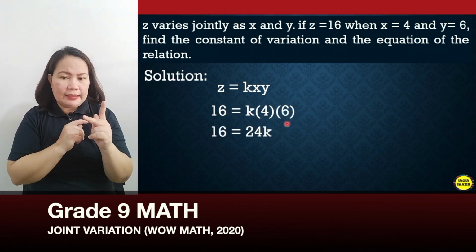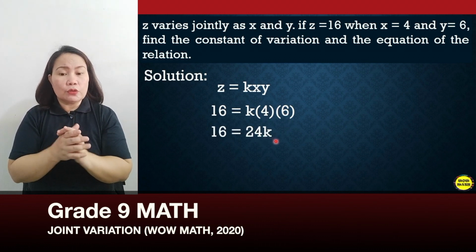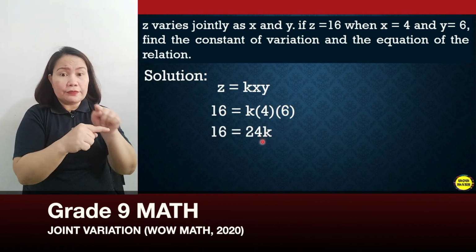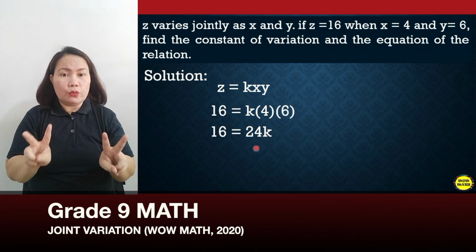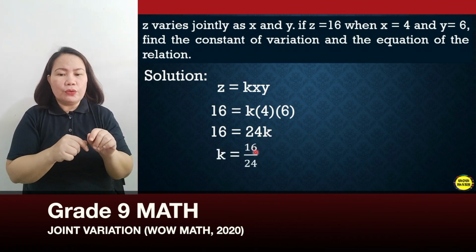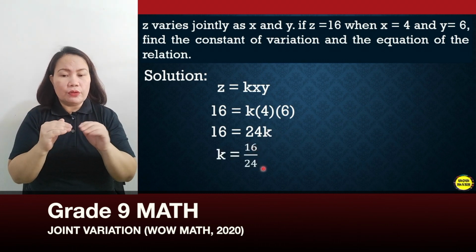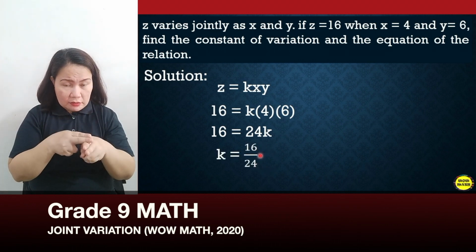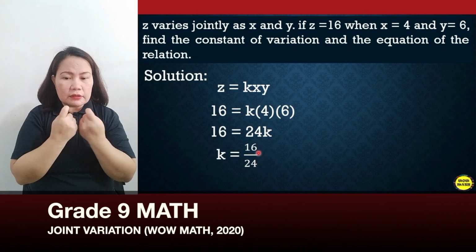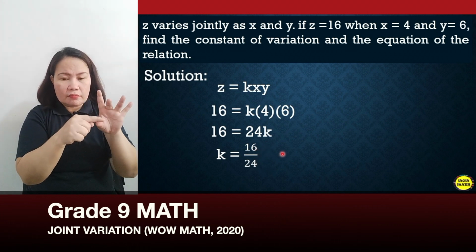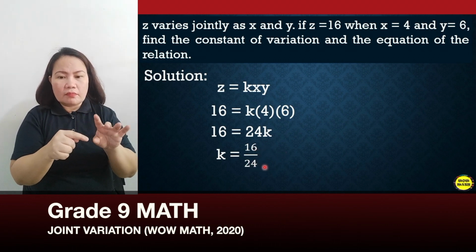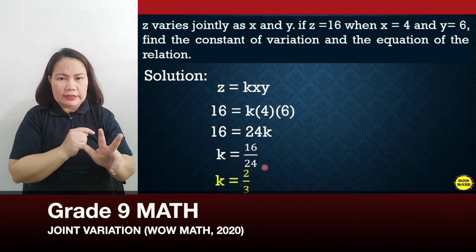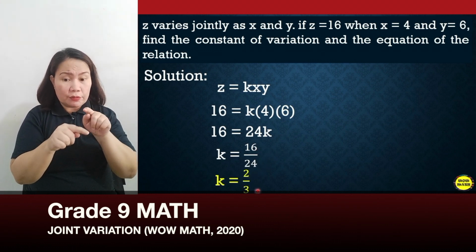So, 16 equals 24K. To solve for K, divide both sides by 24. So, K is equal to 16 over 24. So, pwede natin kunin yung lowest term nito, no? By dividing both numerator and denominator by 8. So, 16 divided by 8, that is 2. 24 divided by 8, that is 3. So, yung constant of variation natin is 2/3.